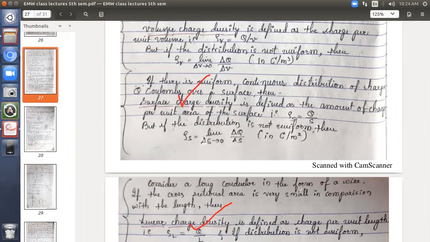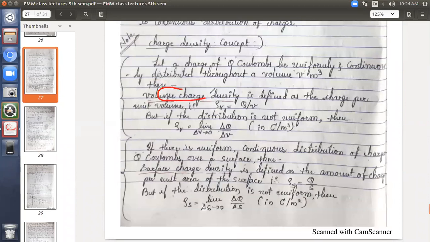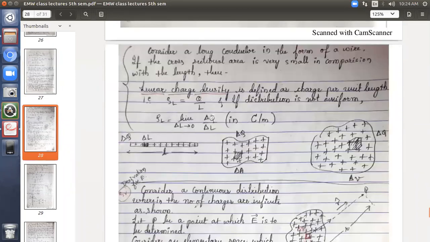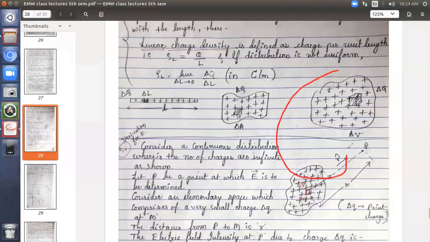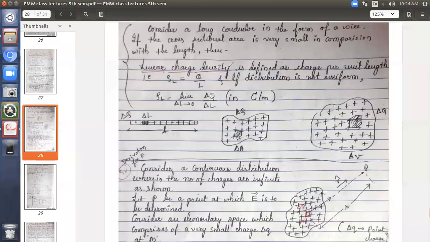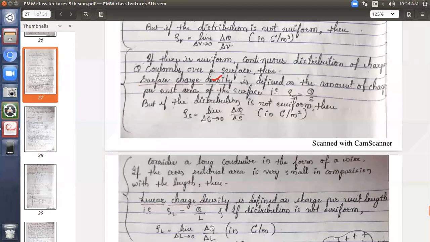For line charge, we consider a long wire. What did we consider for volume charge? For volume charge, in the first derivation, we considered some space with a continuous distribution, and inside some volume we considered the charge density rho V. This is for volume charge. Similarly, two more are there, surface charge and linear charge. So now we are going to study linear charge.